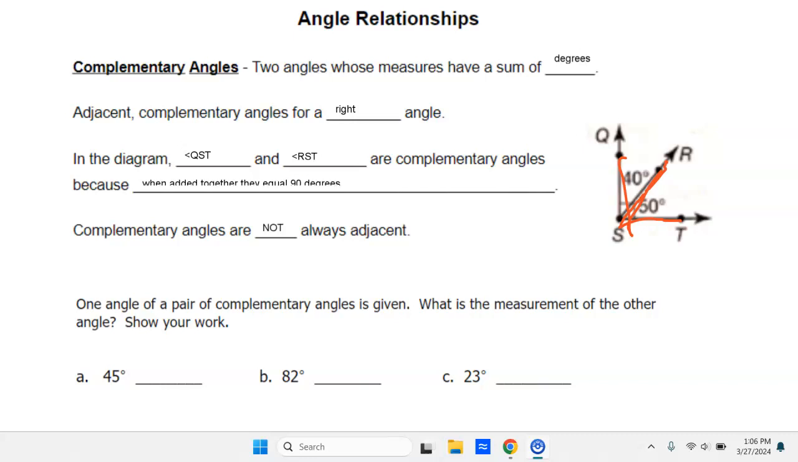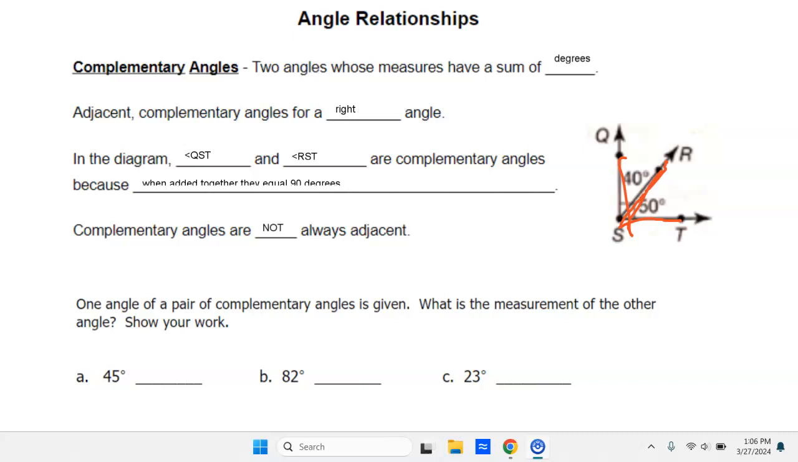Complementary angles are not always adjacent, meaning they don't always have to be side by side. Any two angles that, when you add them, equal 90, we consider complementary. So an angle is considered another angle's complement when, if you add them together, they equal 90.